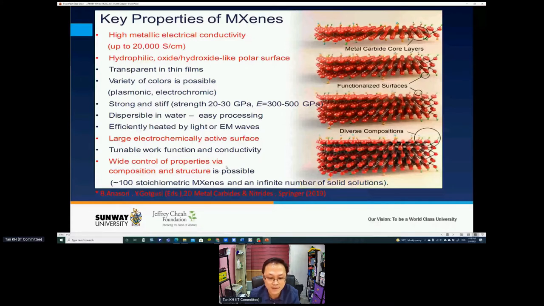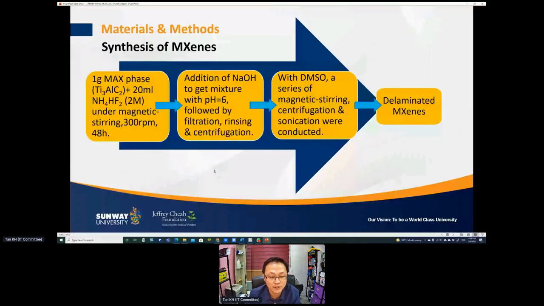So in my work, we use 1 gram of the MAX phase. This MAX phase could be a ternary carbide or nitride, but what we are using is a very established MAX phase. This is Ti3AlC2, titanium aluminium carbide. So we mix it with the chemical etching reagent. This is the ammonium bifluoride in 2 molar concentration under a certain setting in magnetic stirring mode.